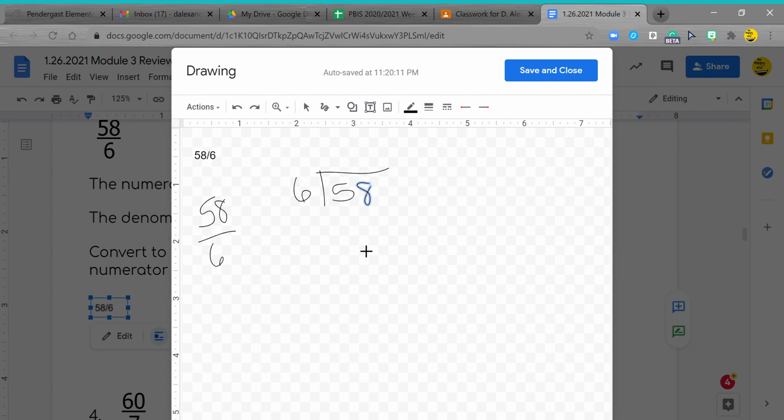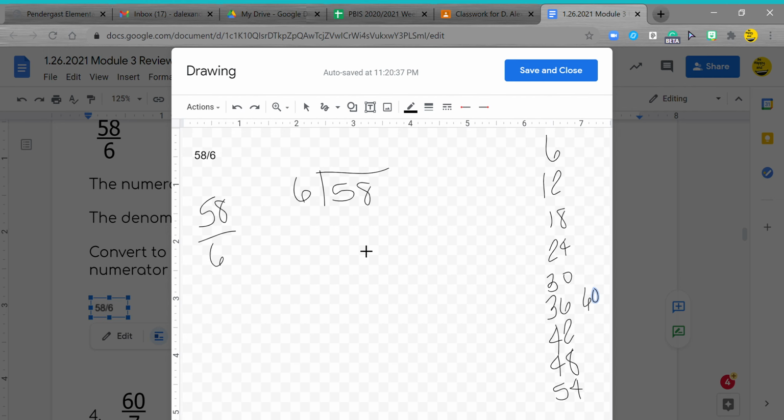I'm going to write down my multiple facts for 6: 6, 12, 18, 24, good job, 30, 36, yes, 42, 48, 54, and 60. Remember, this is just 6 times 1, 6 times 2, so far.